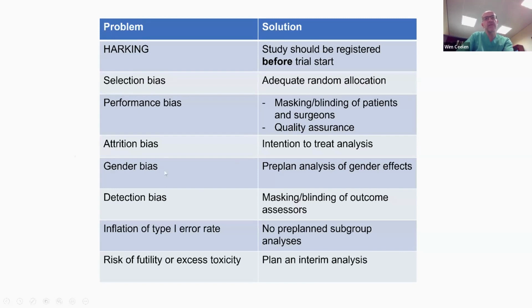Gender bias is important, and you should always look for gender effects. And if you, for instance, apply for funding from the European Union, there's always an obligation to look at gender effects, whether it's animal research or human research. And this is important because we know that effects are often different, mainly in pharmaceutical research, and effects can be different in males versus females.